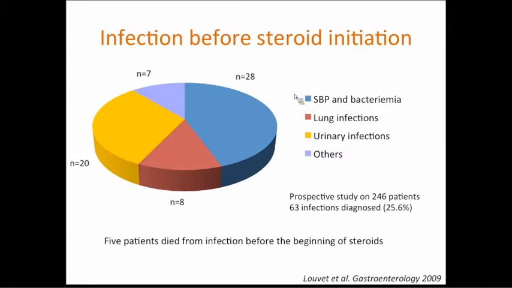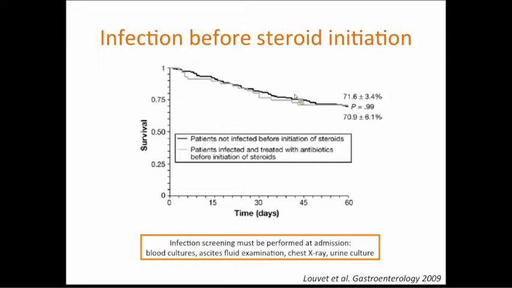And if the infection is diagnosed, thanks to systematic screening, and if it is treated with antibiotics, the evolution is quite good. These are the survival curves, and as you can see, there is no difference between patients not infected before the initiation of prednisolone versus patients who had infection, who were treated with antibiotics, and after that received prednisolone. So, to me, it's very important to perform such a screening before going to prednisolone, and I suggest using the following screening methods.